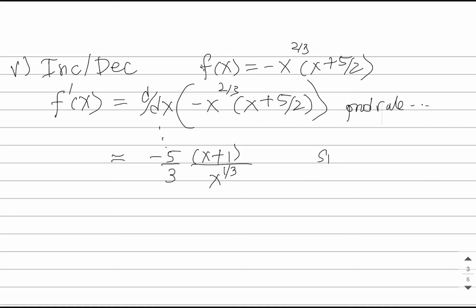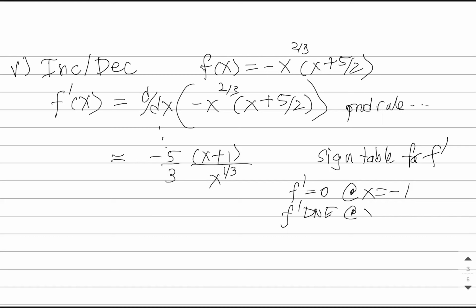Now we are going to build a sign table for f prime. The reason we want to factor it is because it makes our life very easy when we construct this table. We can easily see that the derivative is equal to 0 when x is negative 1, and we can see that the derivative does not exist when x is 0. Both of these are critical numbers. A critical number is a point in the domain of the function, so it has to be an actual point on the graph of your function where either the derivative is 0 or the derivative does not exist.